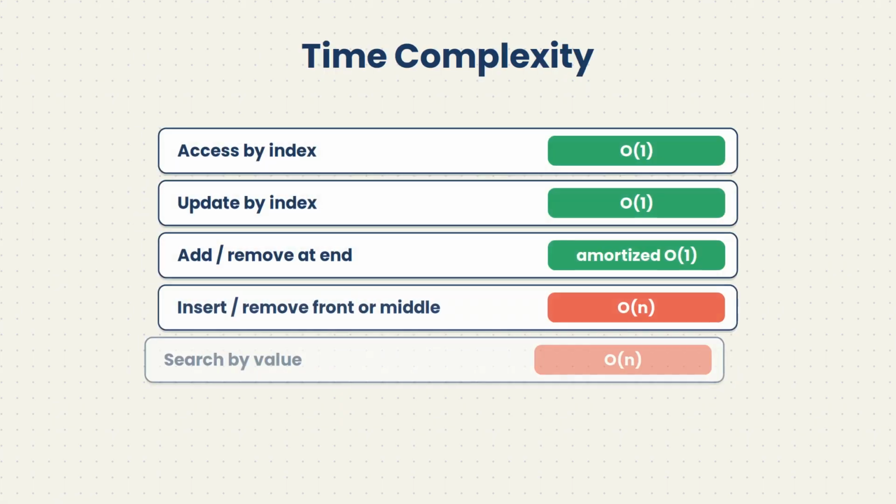Let us put it all together. Access by index and update by index are O of 1. Adding to or removing from the end is amortized O of 1. Inserting or removing at the front or middle and searching by value are O of n. These few facts are enough to reason about almost any list-heavy problem.